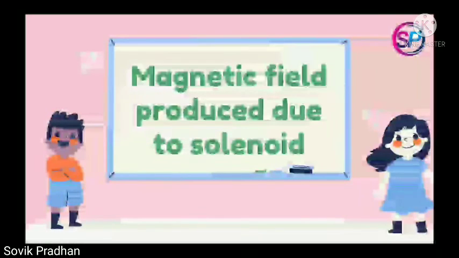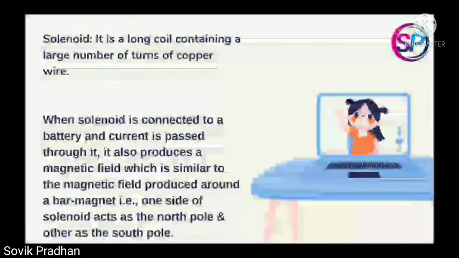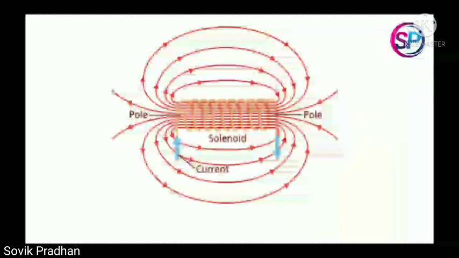Now, magnetic field produced due to a solenoid. It is a long coil containing a large number of turns of copper wire. When it is connected to a battery and current is passed through it, it also produces a magnetic field which is similar to the magnetic field produced around a bar magnet. One side of the solenoid acts as the north pole, the other as the south pole. So you can see the diagram here.